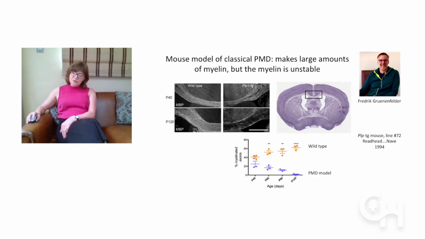So the orange bars represent what happens in the control animal. The amount of myelin present in the brain increases over time, whereas in the PMD model, the amount of myelin gradually decreases. The picture on the right is of Frederick Grinnerfelder, who was my PhD student who did this work.